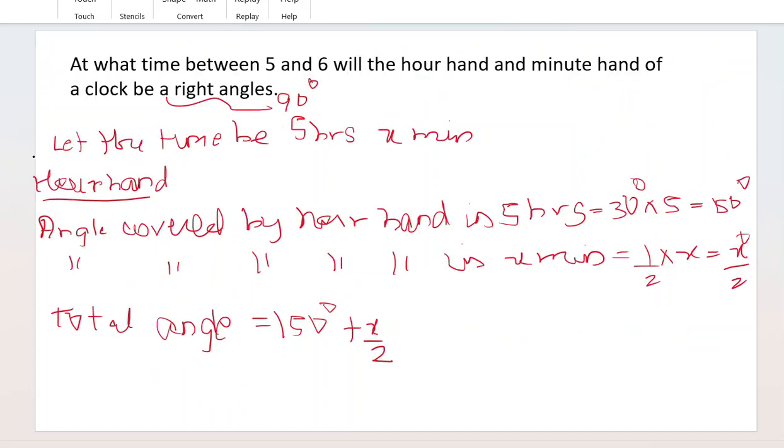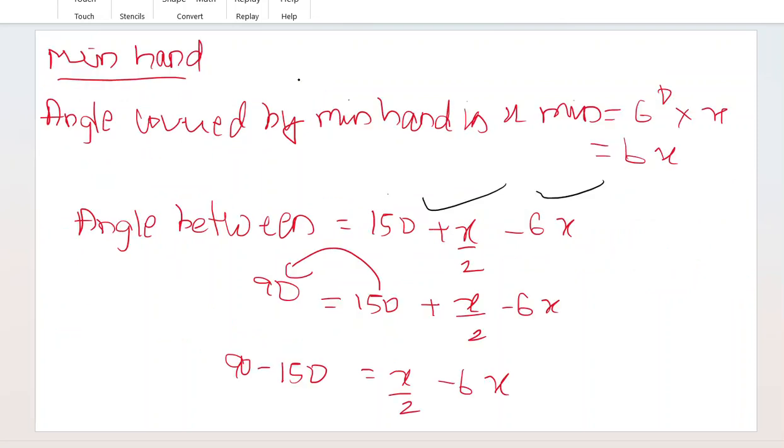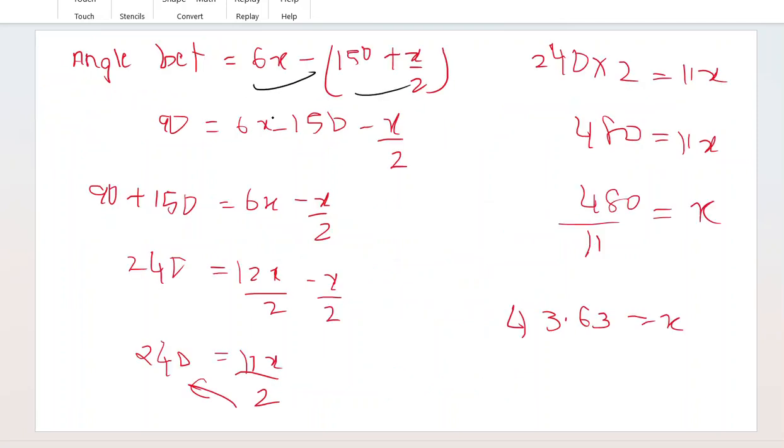So let the time be 5 hours x minutes. You calculate the total angle covered by the hour hand and the minute hand. All these steps will remain the same. The only thing is, when you want to find the angle between, first you take 150 plus x by 2 minus 6x, and then to get the second answer you take 6x minus 150 plus x by 2. So only for 90 degrees you should get two answers.